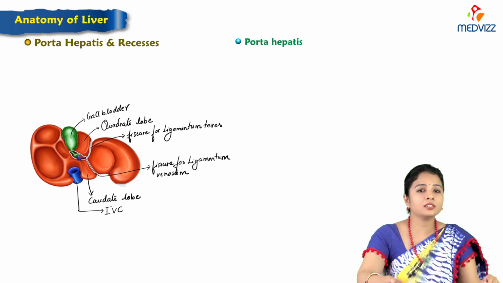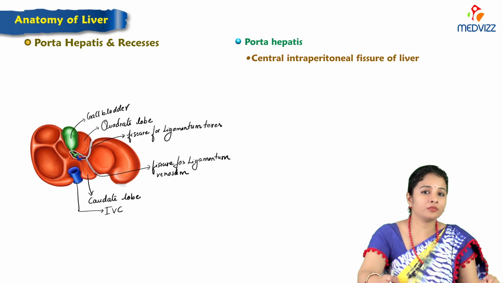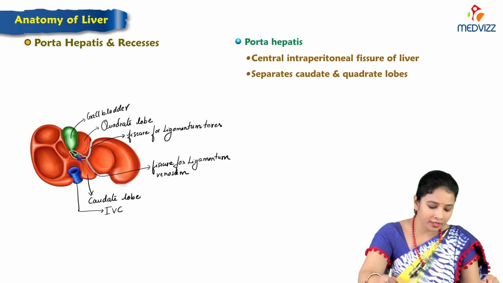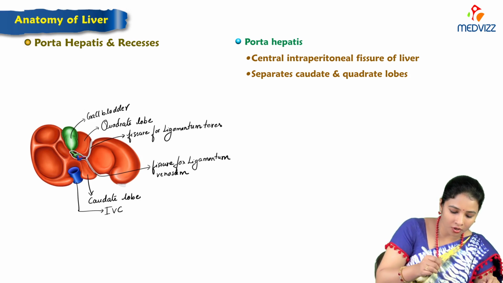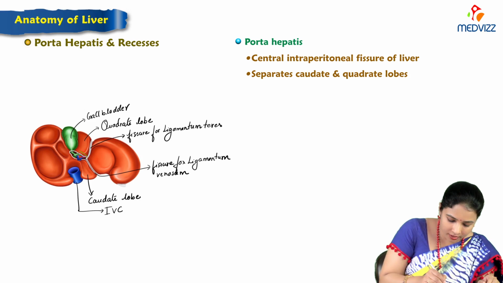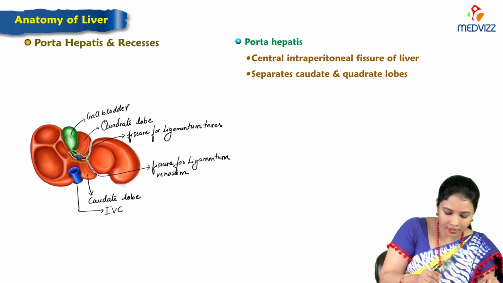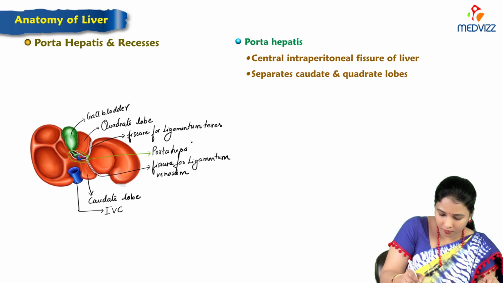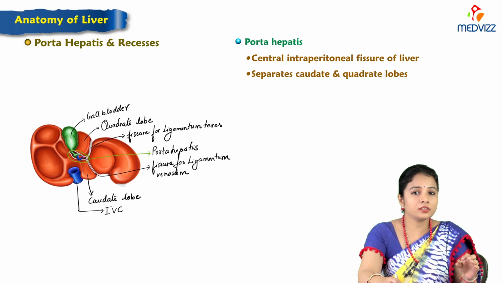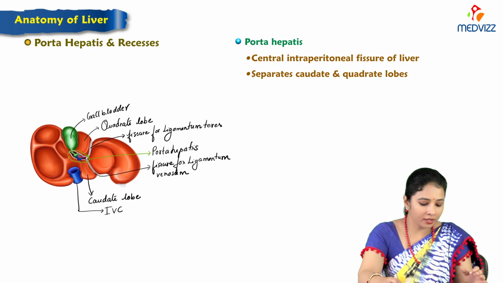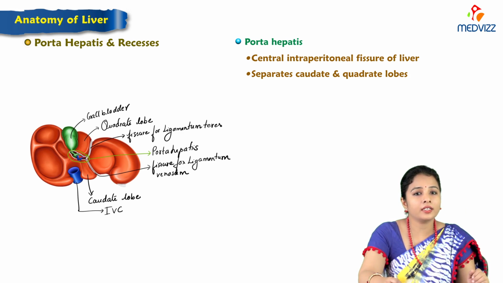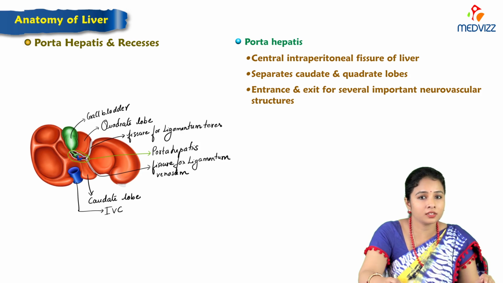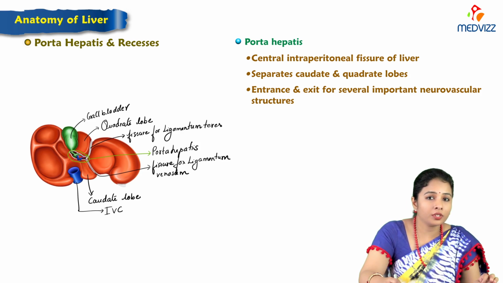The porta hepatis is the central intraperitoneal fissure of liver that separates the caudate and quadrate lobe. So this is caudate and quadrate lobe, and here is the porta hepatis. So here this central portion which separates the caudate and quadrate lobe is the entrance and exit of several important neurovascular structures including portal vein.